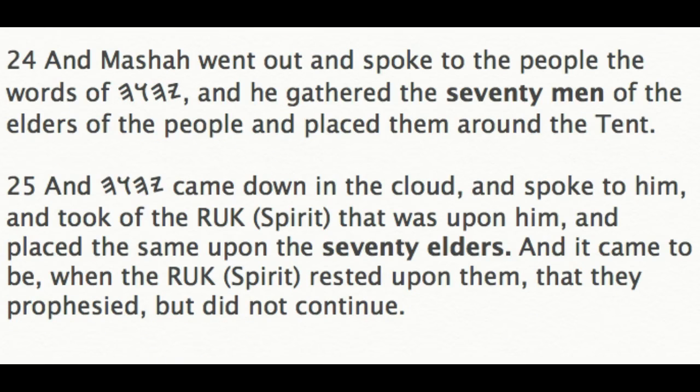Verse 24 says, and Mashah went out and spoke to the people the words of Yahuah, and he gathered the 70 men of the elders of the people and placed them around the tent. And Yahuah came down in the cloud and spoke to him, and took of the root that was upon him, and placed the same upon the 70 elders. And it came to be, when the root rested upon them, that they prophesied but did not continue.